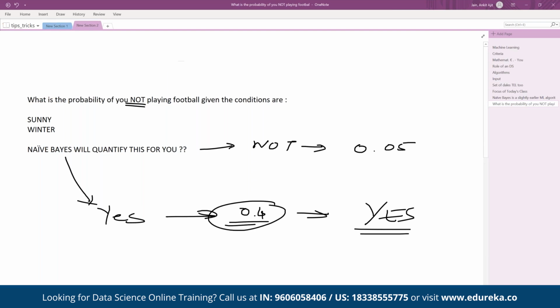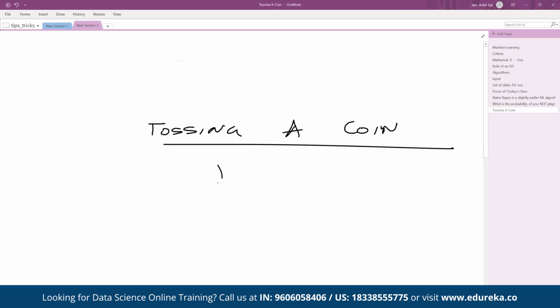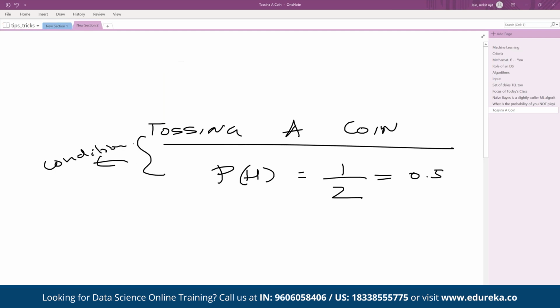Now this is not normal probability. Why is this not normal probability? I'll explain. Suppose I am tossing a coin. What is the probability I will get head? It is 1/2, right? It is 0.5. Correct? So did I put any condition on you? No, I did not put any condition on you.